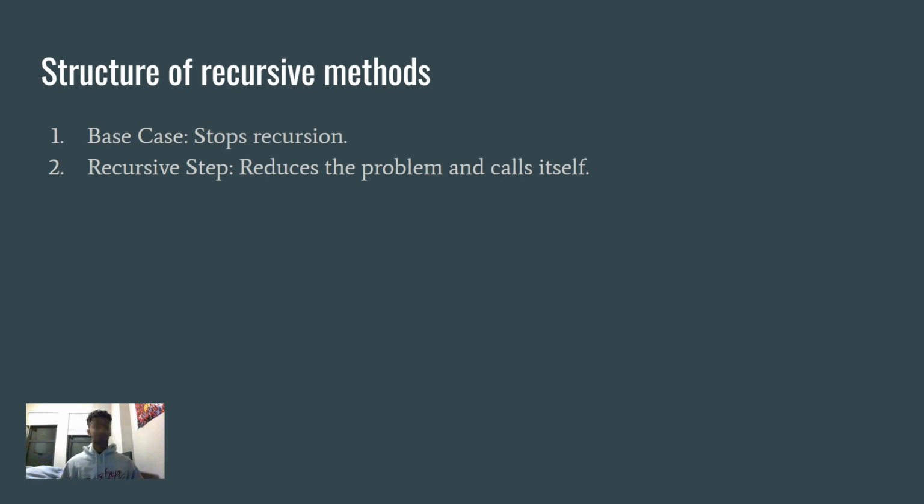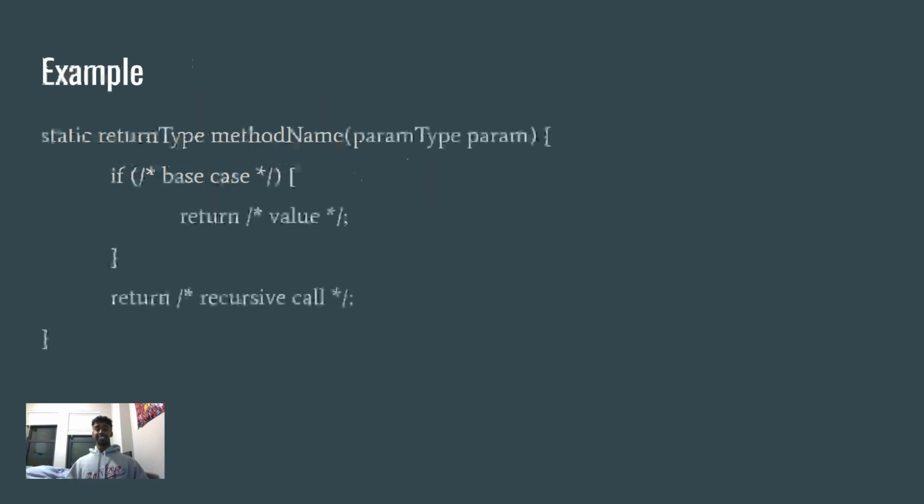The structure of recursive methods has to do with 1, a base case, which stops recursion, and 2, a recursive step, which continues recursion, but reduces the problem based on some parameter and calls the same method again. This is an example structure of a recursive method where we accept a parameter, and if this parameter meets some condition in our base case, we return a value, and if not, we return a recursive call to the same method after reducing that parameter.